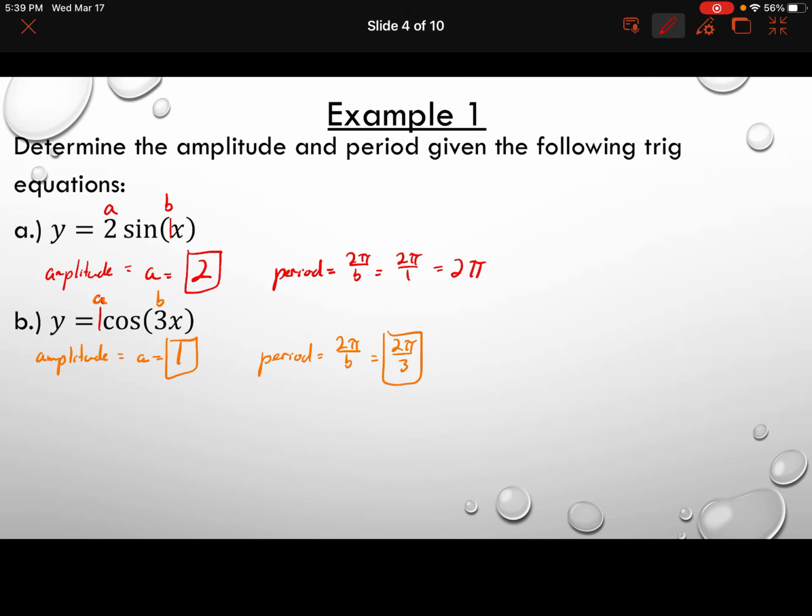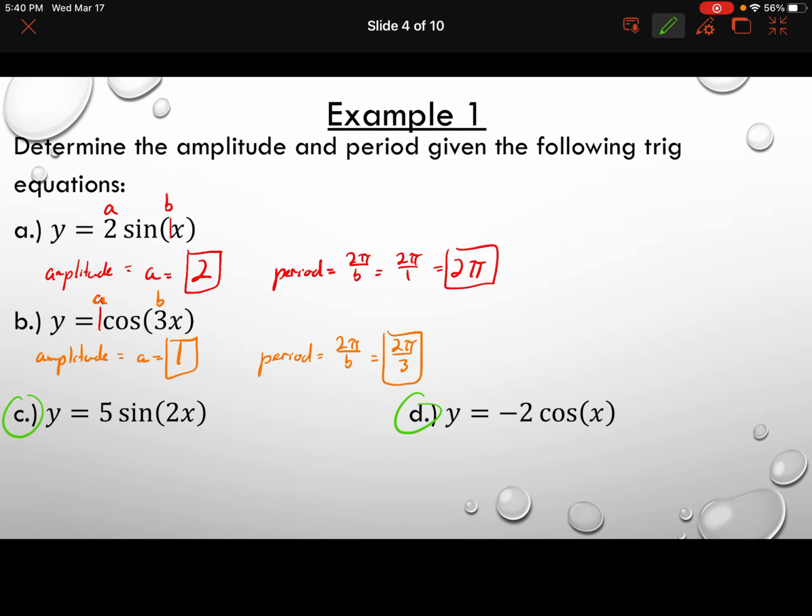So that's it. That's all you have to do to figure out what the amplitude and period are for each function equation. Okay, these next two examples, C and D, I want you to try out on your own. Determine the amplitude and period for each of those. And don't forget for D what I just told you about those negative amplitudes in the previous slide.